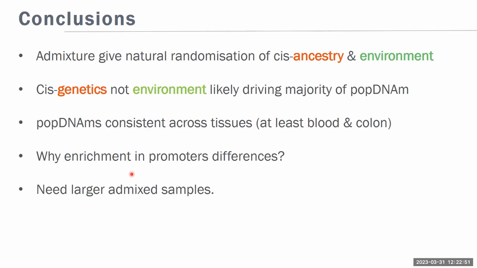In the specific context of the original question, it looks like the majority of differences in DNA methylation between populations are likely driven by cis-genetics rather than environmental differences. And these effects are likely consistent across tissues. There are some open questions for somebody to look at, in particular this missing enrichment in promoters is, I think, interesting. And for that, we just need larger sample sizes. And I think I'll finish here.